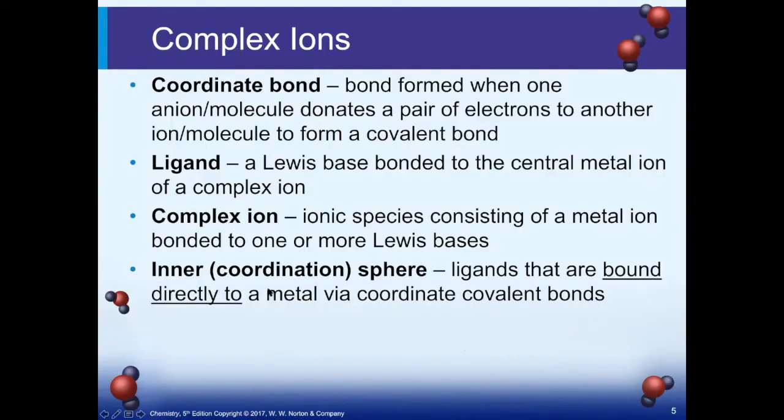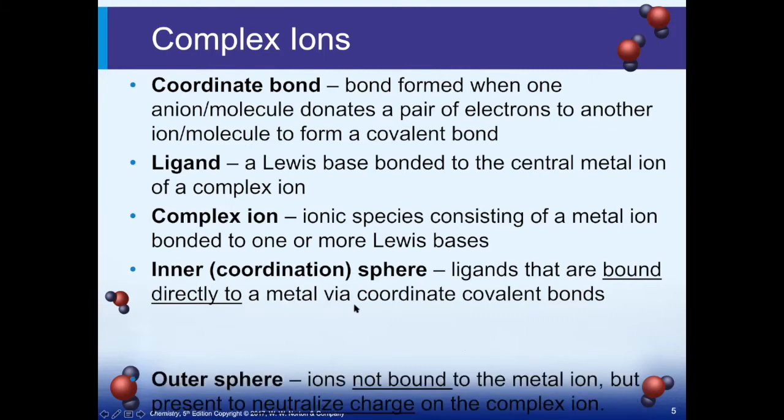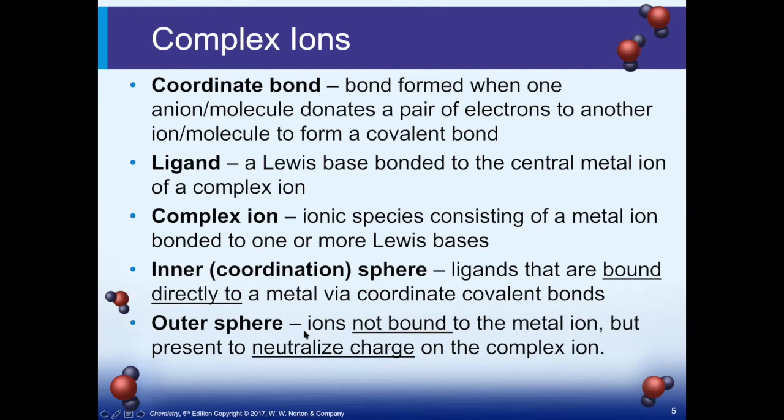Okay? Now, there's a little bit more to it. And so when you have complex ions, you have a couple areas that you want to know about. The first one we call the inner coordination sphere. And so that would be the ligands that are actually bound directly to a metal through those coordinate bonds. Okay. But then you also have this thing we're going to refer to as the outer sphere. And so that's when you have essentially your counter ions. So they're not bound to the metal, but they are present.